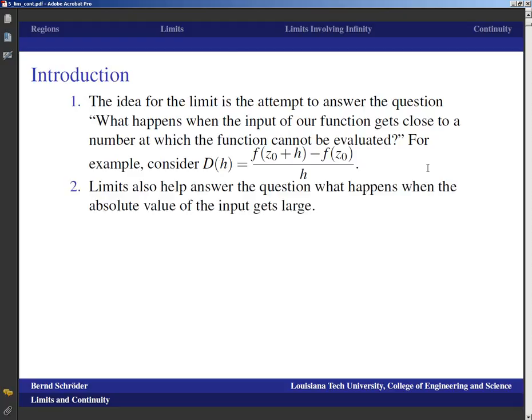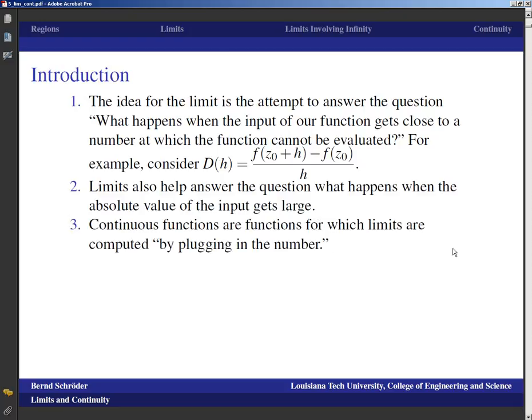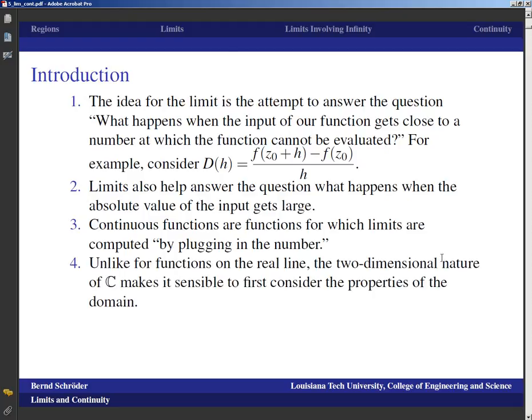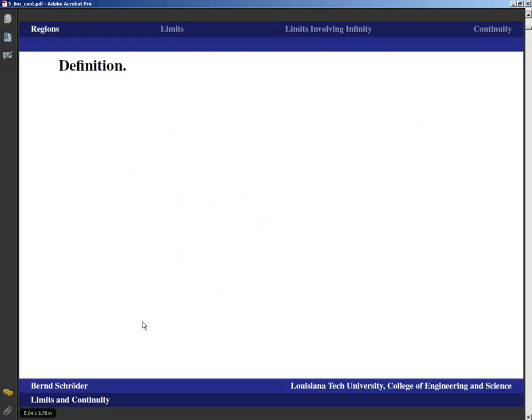The other part of when we're talking about limits is that limits can also help answer the question: what happens when the absolute value of the input gets large? Continuous functions are then functions for which limits are computed by plugging in the numbers. So those are limits where we take limits at points where the function can be evaluated and where the function behaves nicely. Unlike for functions on the real line, where we can only approach from the left or from the right, because the complex numbers are two-dimensional, it's sensible to first consider the properties of the domain also, and so that's what we're going to start with.